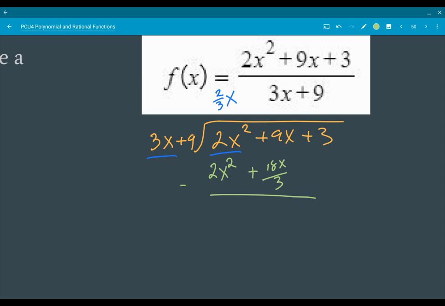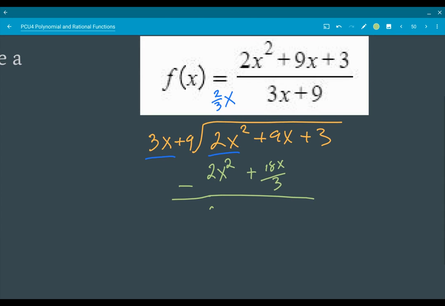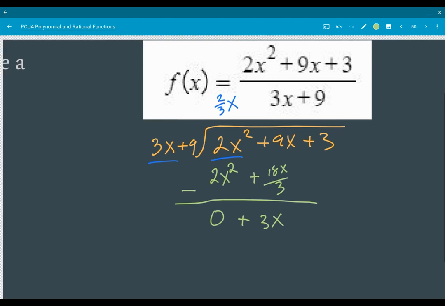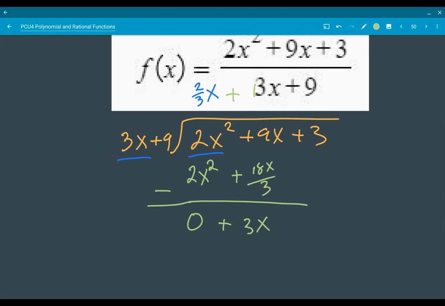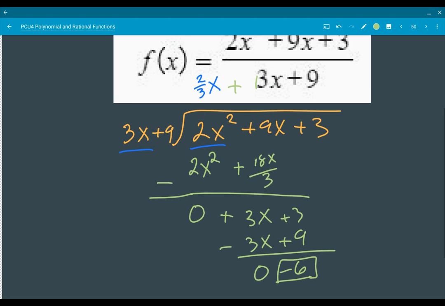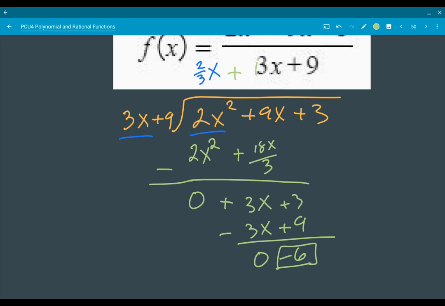And then, again, remember from long division, you subtract. So this is 0. It's kind of like elimination. And this 18x over 3 simplifies to 6x. So you end up with 3x. Okay. You do the same process again. So we're going to add 1. So we get 3x plus 9. And we subtract, so we get 0. And then minus 6. So once we get down to here, -6 is our remainder.